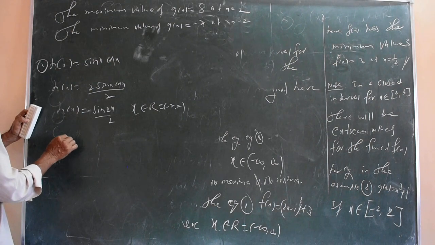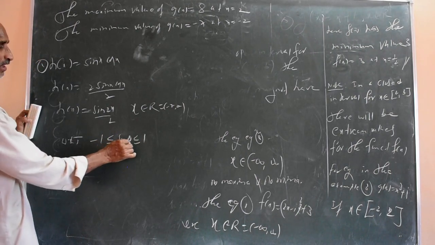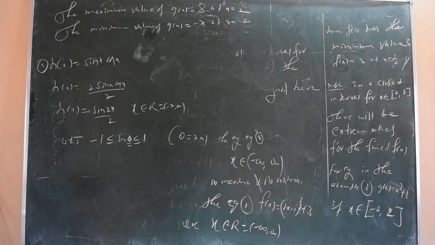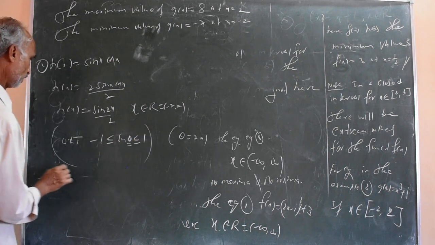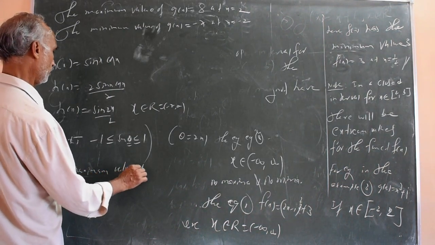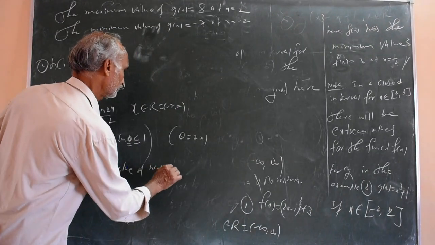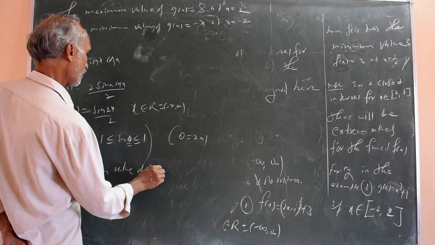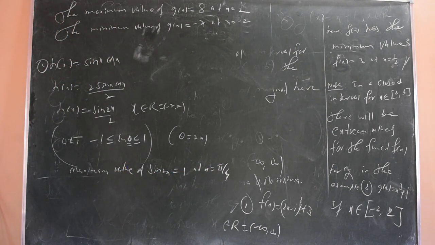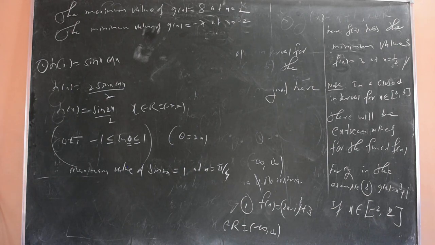We know that minus 1 is less than or equal to sin theta, which is less than or equal to 1. Theta is any angle; here theta is 2x. Sin theta lies between minus 1 to plus 1. Therefore, the maximum value of sin 2x is 1. Sin 2x is equal to 1 at x is equals to pi by 4. Sin of 2 into pi by 4 is sin pi by 2, which is 1. Sin of minus pi by 2 is minus 1. Okay. At x is equals to pi by 4.